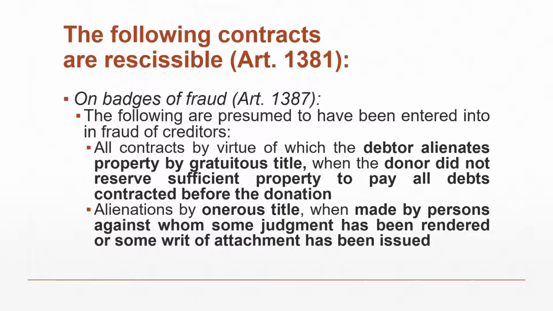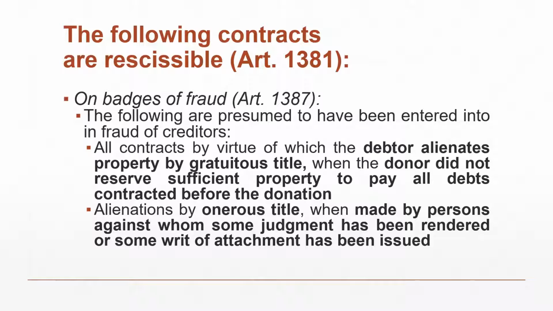Now, how do we know if a contract has been entered into in fraud of creditors? The law provides, particularly Article 1387, for different so-called badges of fraud. These badges of fraud lead to a presumption that the contract in question was entered into in fraud of creditors. Number one, all contracts by virtue of which the debtor alienates property by gratuitous title, donation, when the donor did not reserve sufficient property to pay all debts contracted before the donation.